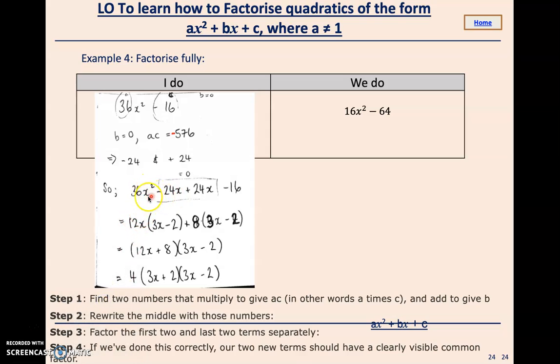So we take out 12x from these two, and we get 3x minus 2. And now here, I made the mistake of pulling out not the greatest factor, and that is why my two brackets didn't end up the same. So then I discovered that I have to take out 8 here. I took out 4 originally. So I take out 8 here, and I end up with 3x. I take out 8 here, and I get minus 2. So now my two brackets are the same. So when I factorise, it's going to be 3x minus 2.